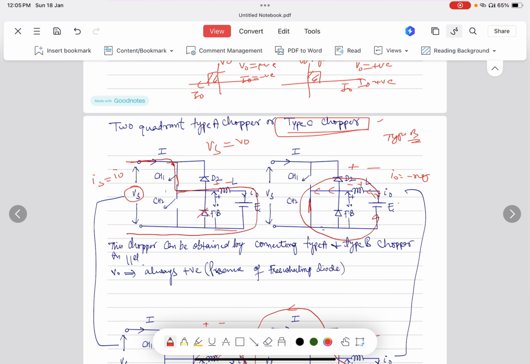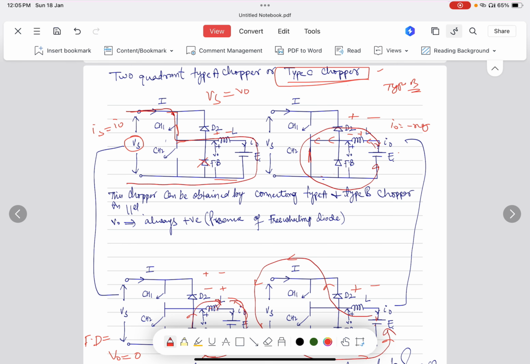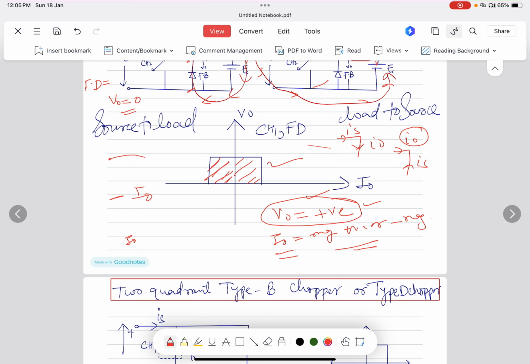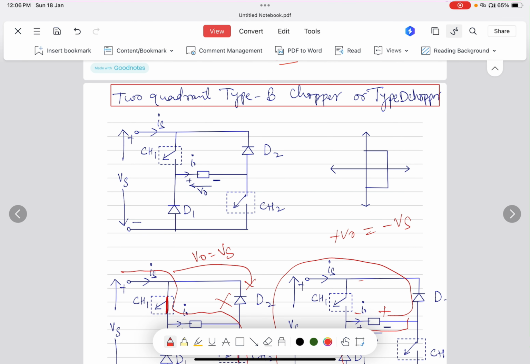With both their combinations, we have created a type C chopper in which we have connected both choppers in parallel. And the result is that V naught is positive, and the load current may be positive or negative, as you can see in the graph in the first and the second quadrant. Today we will discuss the type D chopper.